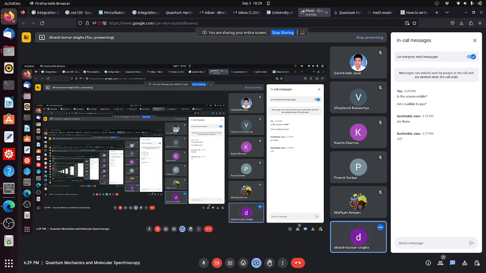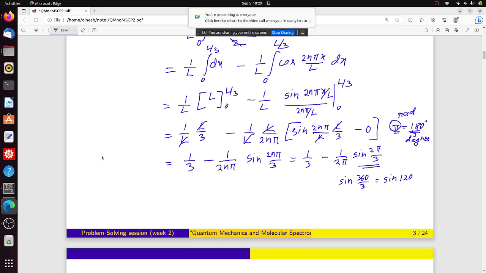Anyone? You can check in Google if you don't remember it. Okay. So sin 120 is root 3 by 2. Correct me if I am wrong. So let's put this value.